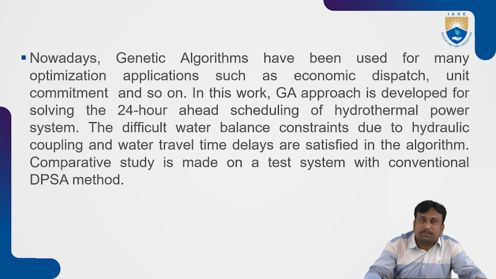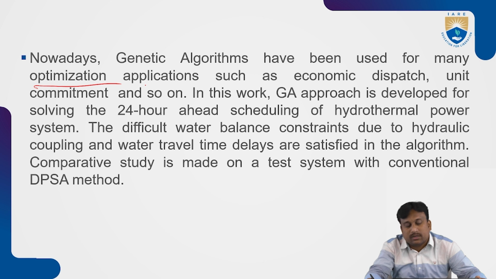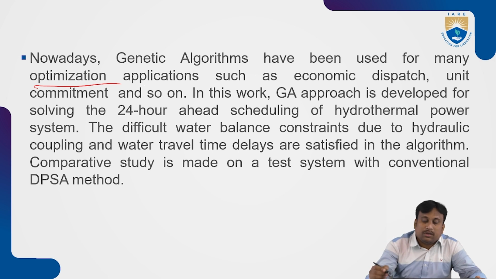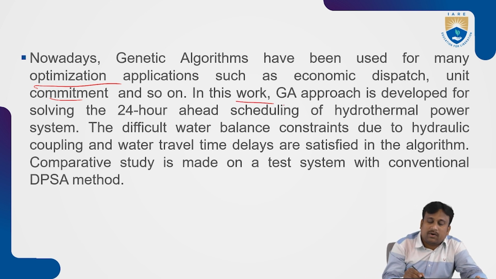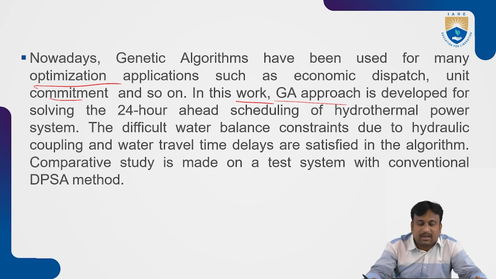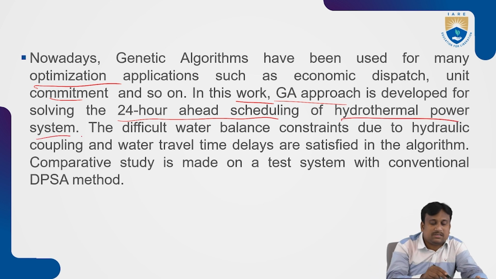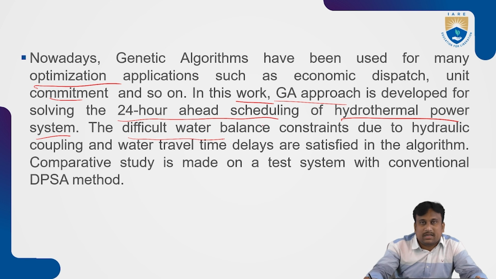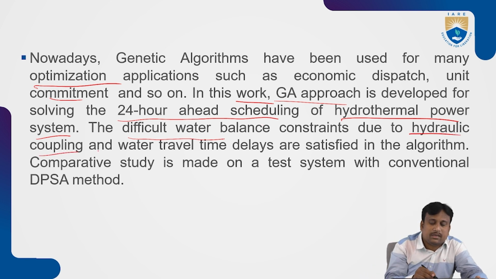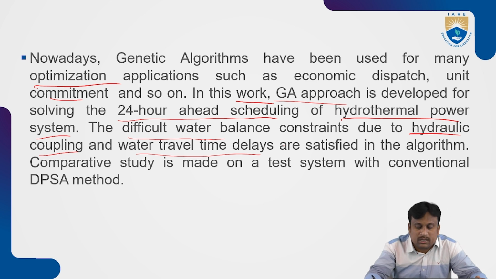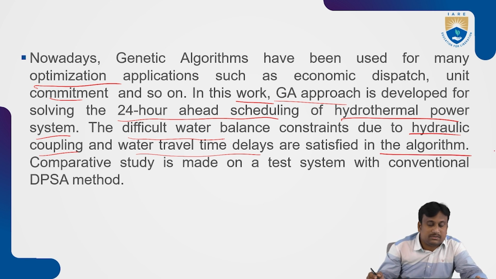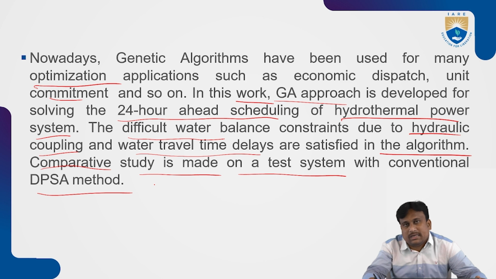Nowadays, genetic algorithms play a very important role. They have been used in many optimization applications, such as economic dispatch and unit commitment. In this work, a genetic algorithm approach is developed for solving the 24-hour-ahead scheduling process for hydrothermal power systems. The difficulty of the water balance constraints, due to hydraulic coupling and water travel time delays, is satisfied in the algorithm, and a comparative study is made on a test system with the conventional DPSA method.